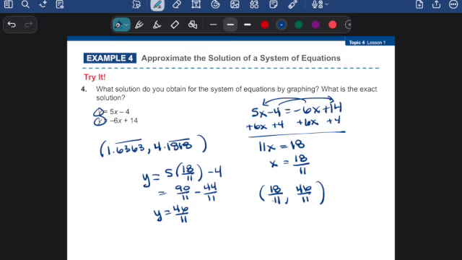And if we did the math, if we divided 18 by 11, we would get that decimal. If we divided 46 by 11, we would get this decimal. Okay, but the fraction, again, is the most accurate answer.